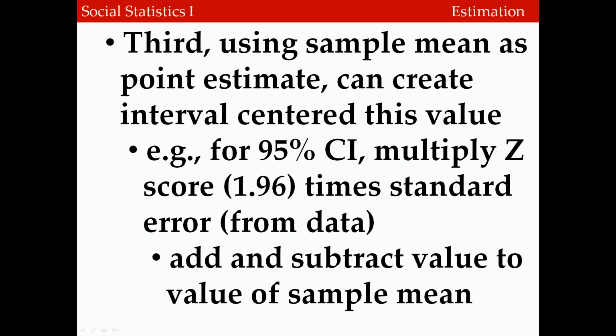Okay, now we can use the sample mean as a point estimate for our population mean, and we can use the z-score in conjunction with the standard error to create an interval centered around the value of the sample mean that with 95% certainty is likely to include the true population mean. We basically take the product of that z-score and the standard error, which we get from data, and we add and subtract that value to the value of the sample mean, hence creating a range of values that's likely to include the true population parameter.